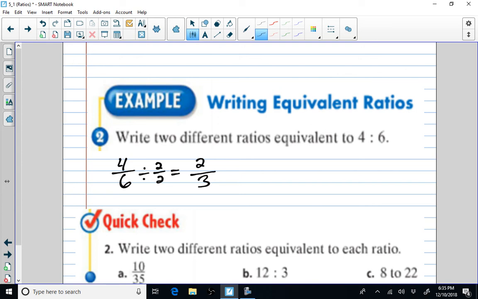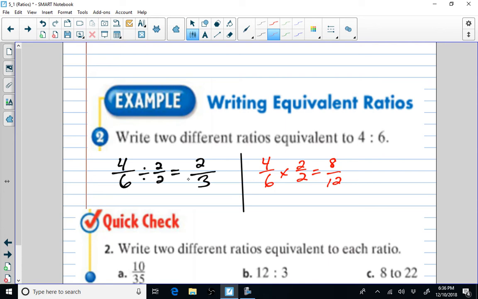Or I can use multiplication to write my equivalent ratio. So I'm going to start with the same 4 to 6 ratio. But now I'm going to use multiplication to write an equivalent ratio. Well, what would I multiply by? I can multiply by any non-zero number as long as I'm using the same number for both the numerator and the denominator to make an equal fraction. Well, let's try 2 over 2. 4 times 2 is 8. 6 times 2 is 12. 8 twelfths is the same as 4 sixths. 8 twelfths is the same as 2 thirds. All of these values are equal.